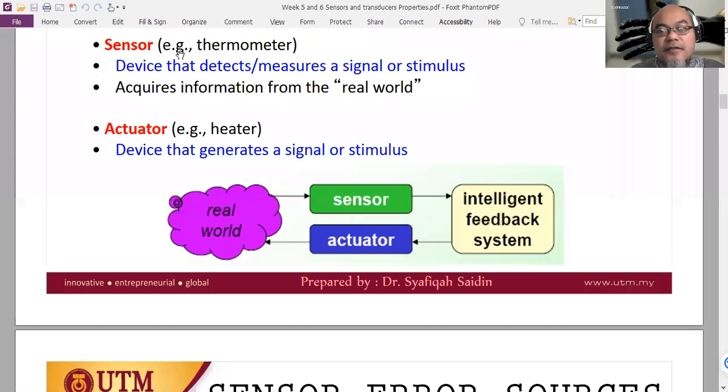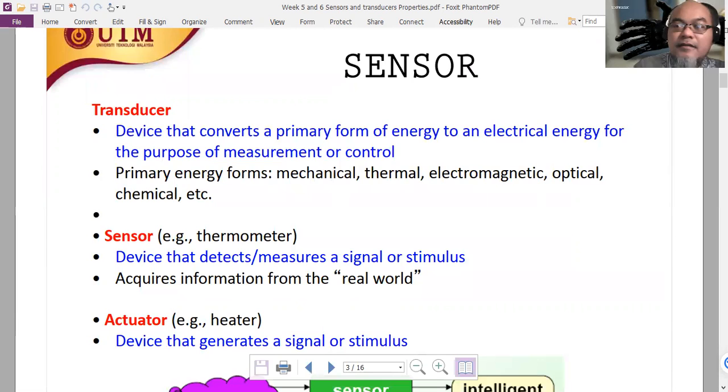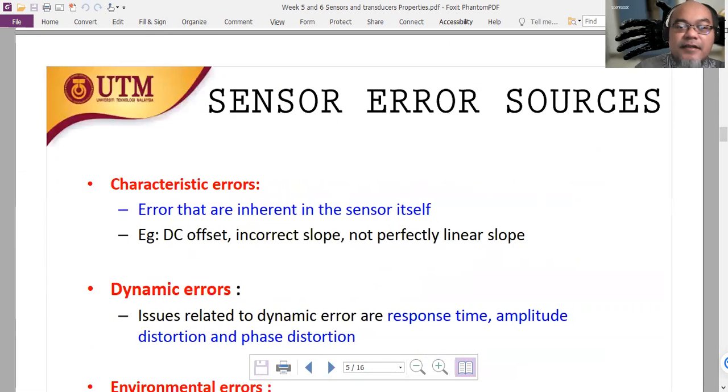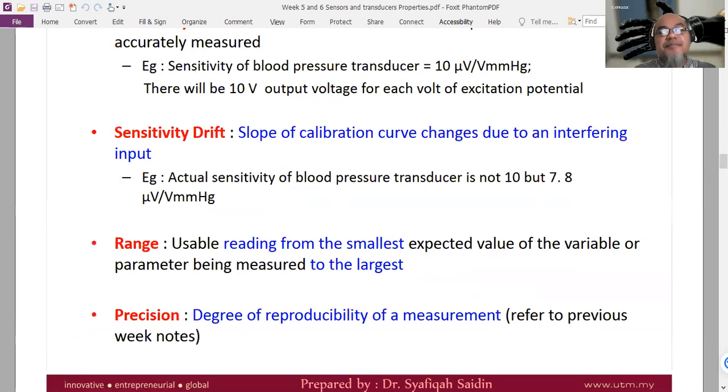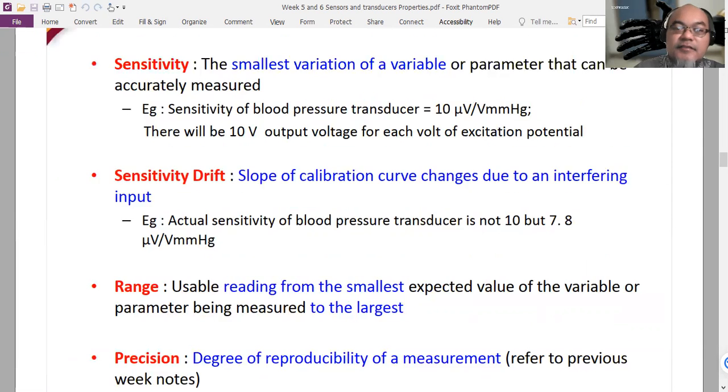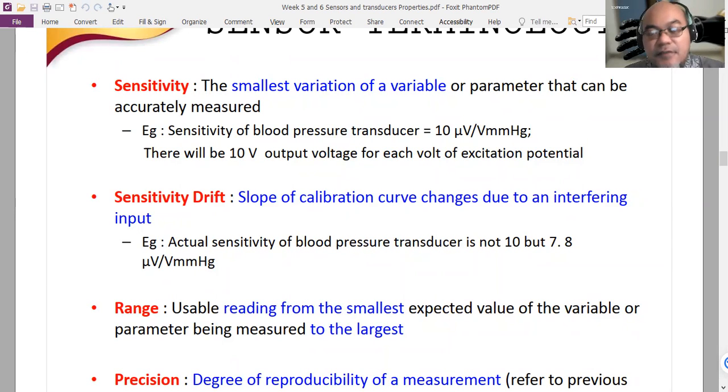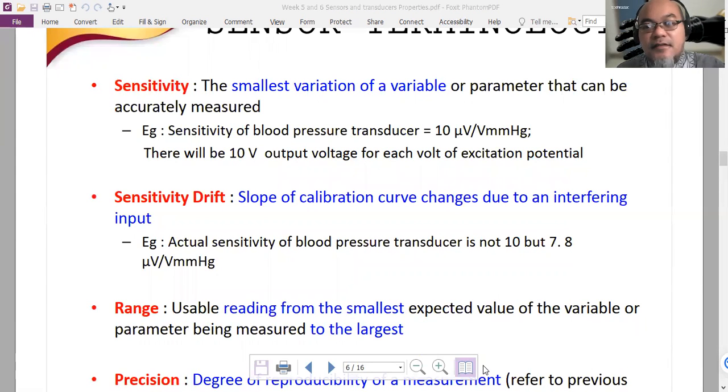So today we are going to continue discussing sensor properties. Last week we discussed various causes of errors, and then we discussed different terminologies related to sensor performance. We discussed what sensitivity is and sensitivity drift, then about range.